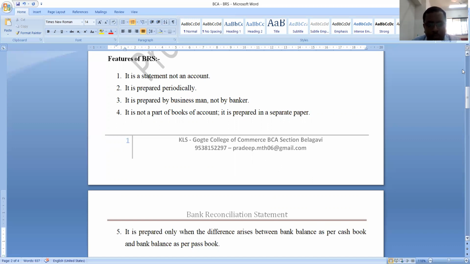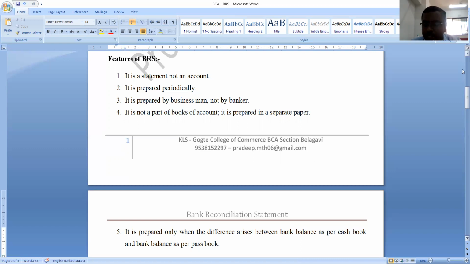And another thing is it is not a part of books of account. It is not mandatory and it is not a part of books of account. What are the parts of books of accounts of the company? Journal, ledger, subsidiary books, trial balance. These all are parts of books of accounts of the company, but bank reconciliation statement is not a part of books of accounts of the company. It is prepared on separate paper. Yes, that is the fourth feature.